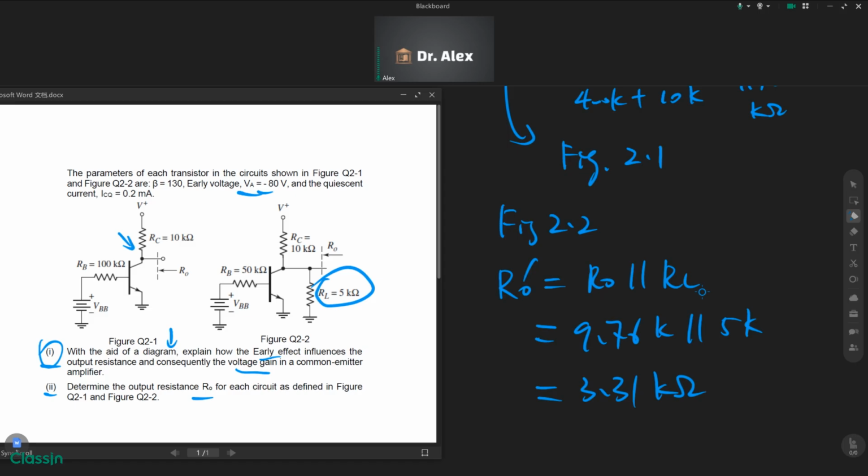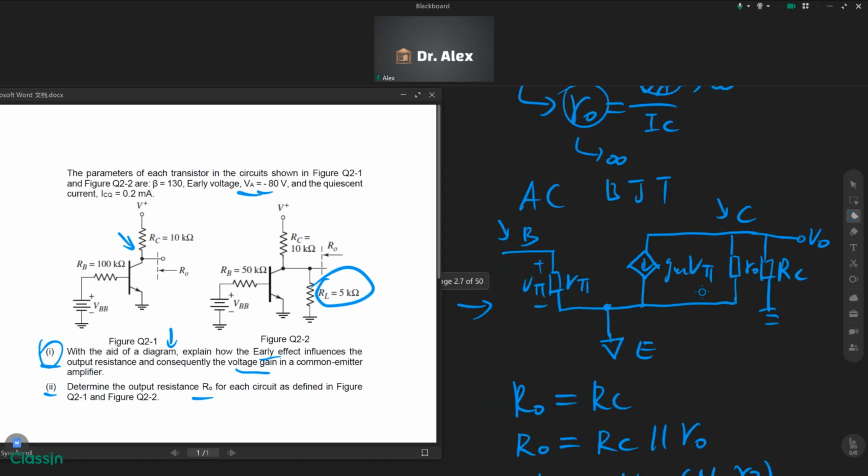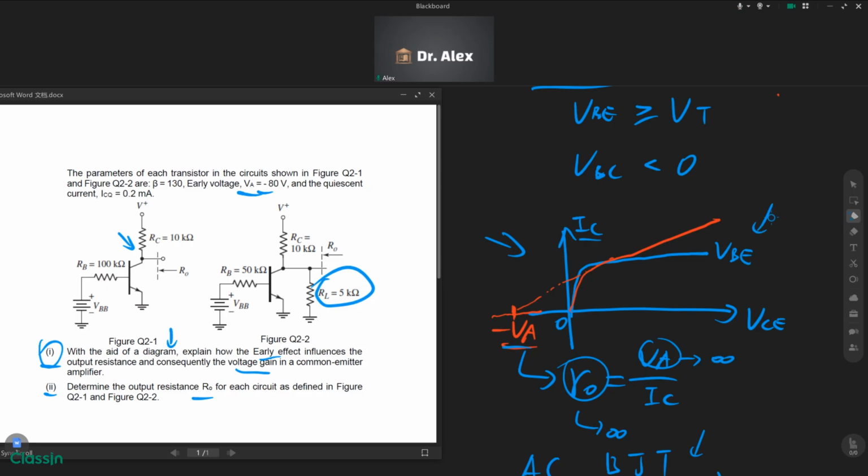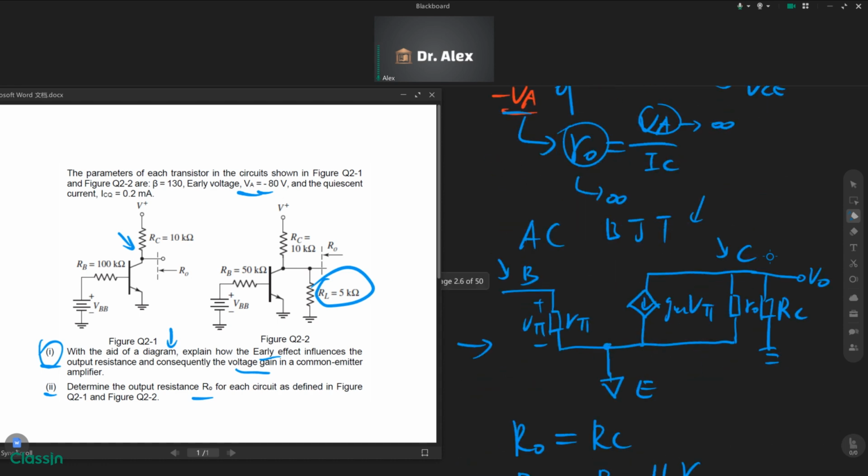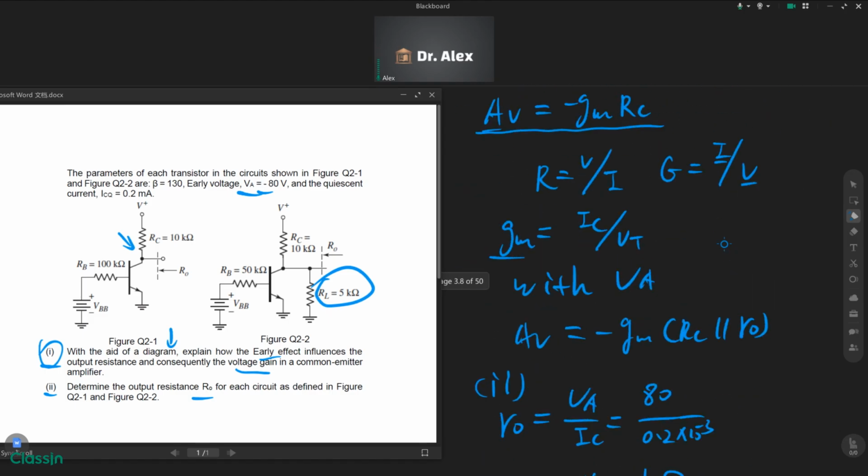The final results for this question are straightforward, but please remember the AC small signal equivalent circuit and this diagram. I think this question can help us better learn the basic theories of the bipolar transistor.